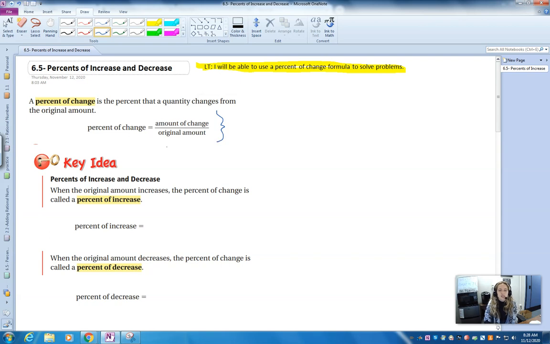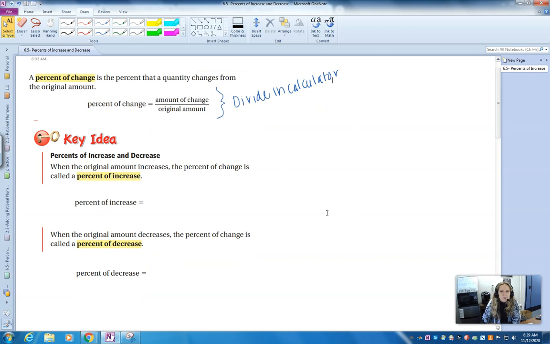Percent of change equals amount of change over the original amount. Then you would put this in your calculator. You would divide in your calculator to get the decimal, which you would then turn into a percent. So that is what we did in the first half of chapter 6. Pause it and make sure you get this formula written down. Okay, the most important thing about this section is writing down the formulas and making sure that you're plugging the numbers into these formulas correctly.